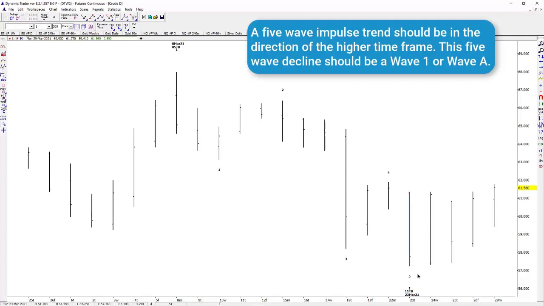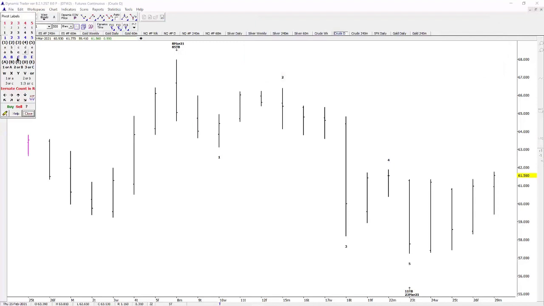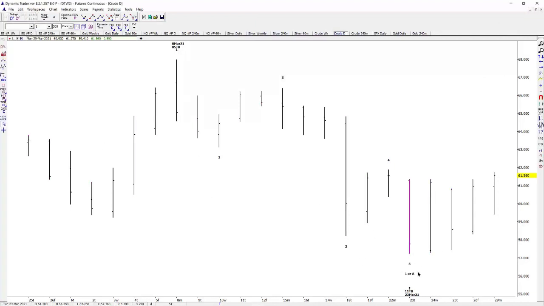So what is this? Well, it's one section down, so it's going to be one of two things. It's going to be a 1 or an A of a higher time frame. So we can label that a 1 or an A. So what does that mean? What that means is that if this is a 1 or an A, it should be followed by a correction, a wave 2 or a B correction.